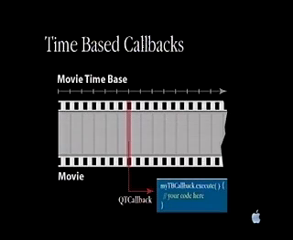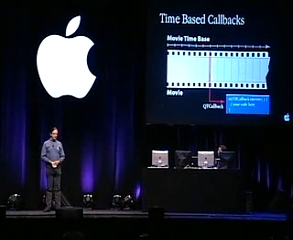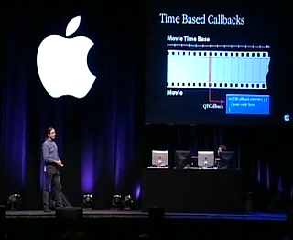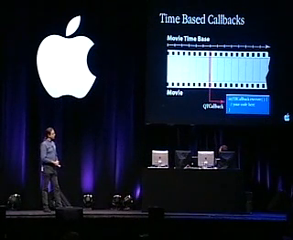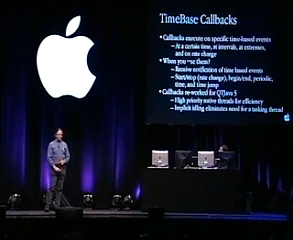QuickTime for Java implements time-based callbacks so that you can receive notification in your QuickTime for Java application, that is an application written in Java and utilizing QuickTime for Java. You can receive notification of time-based events. As you can see from the diagram, when the playhead reaches a certain time in the movie, you can execute your own Java code. Now, what are these time-based events?